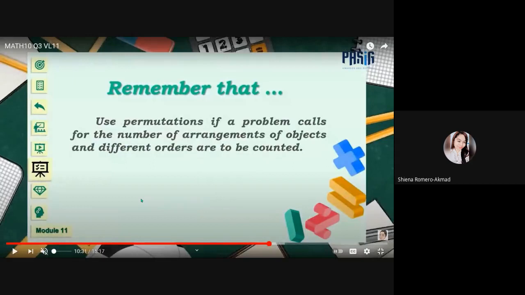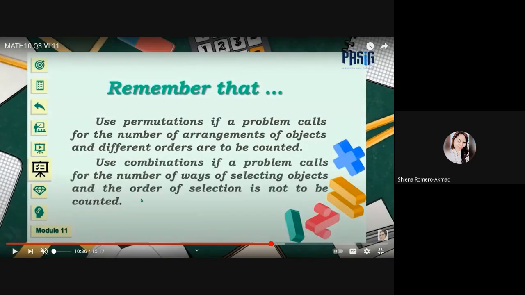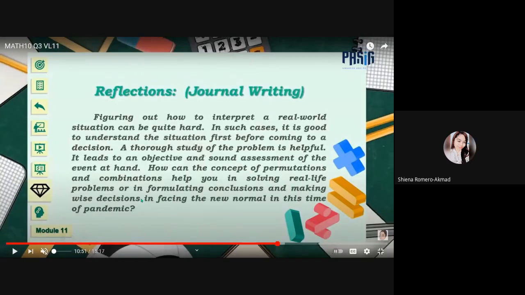Remember that when you use permutations, if your problem calls for the number of arrangements of objects, different orders are to be counted. And kapag combination naman, the number of ways of selecting. So yun yung term, selecting. Yung kanina, arrangement, ito, selecting objects, and order of selection is not counted.